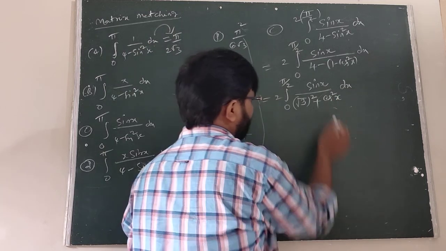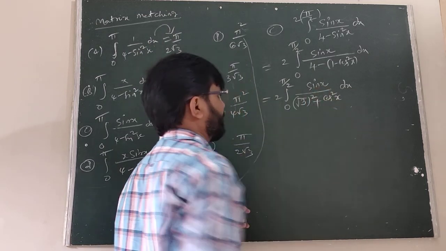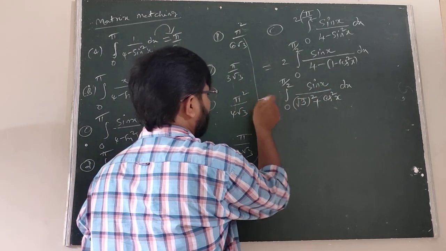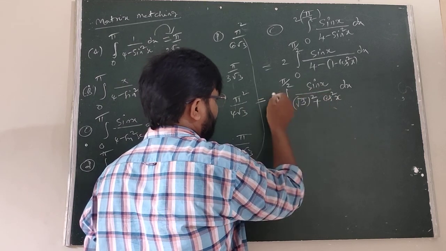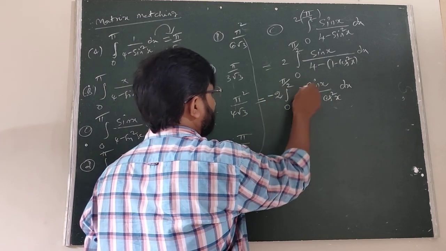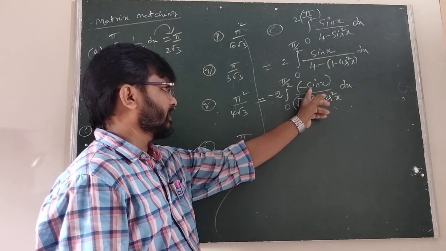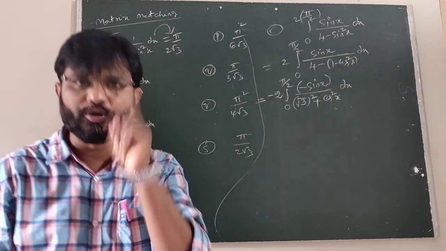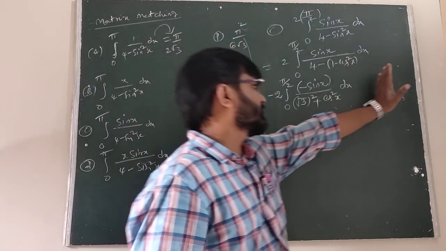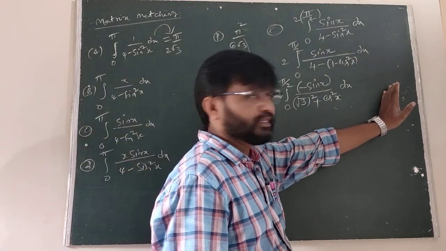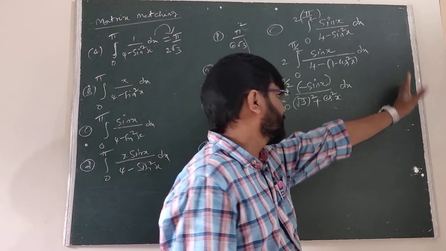We have to know that the derivative of cos x is minus sin x. Is it clear or not? The derivative of cos x is minus sin x dx. Therefore, now we can write here cos x will be t, and the derivative of cos x, which is minus sin x dx, is dt.